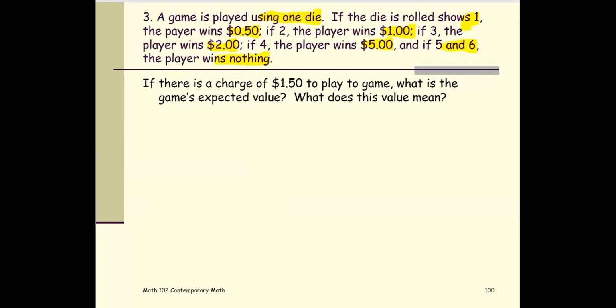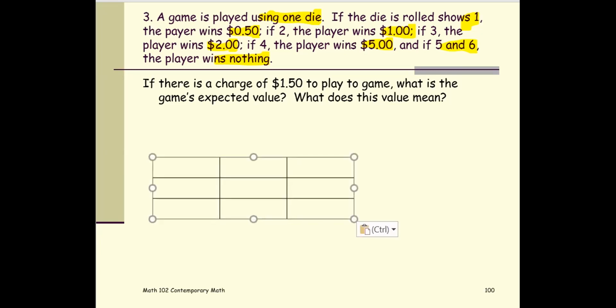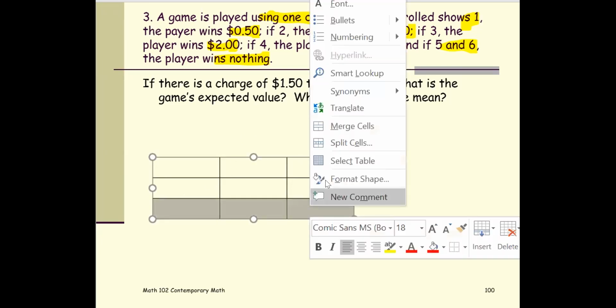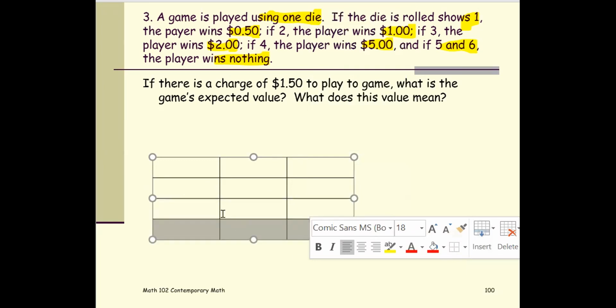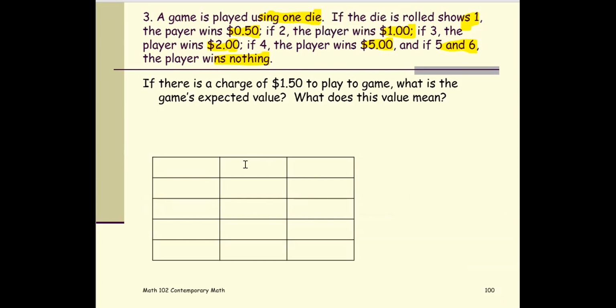If there is a charge of $1.50 to play the game, what is the game's expected value and what does this value mean? So we're going to make a table to list the outcomes. Okay, so we have more cases, so I'm going to add more. Let's see if we have enough.